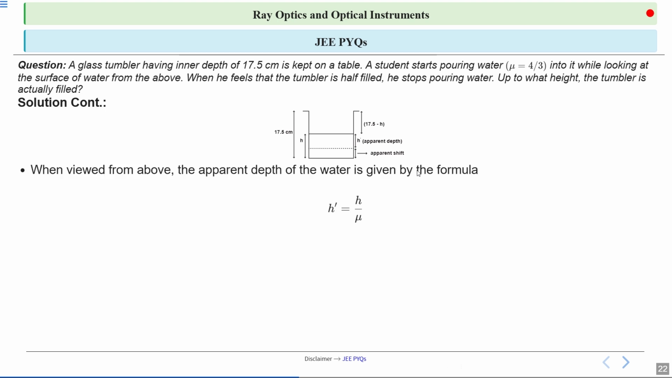So let's introduce the formula for apparent depth: h dash equals h upon mu. This equation helps us see how the actual depth h is perceived when viewed from above due to the refractive index mu of the medium. In this case, the refractive index of water is 4/3. Substituting the refractive index into our formula, we get h dash equals h upon 4/3, which equals 3h upon 4. This step shows how the refractive index affects the apparent depth. It's important to note how division by a fraction simplifies to multiplication.